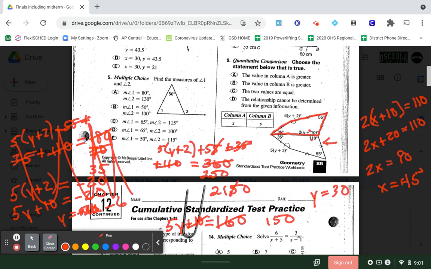All right, so x is 45, y is 30. So the value in column A is greater. This is 45, and this is 30. So it looks like the value in column A is greater in that situation. Okay, that's page 1 done.